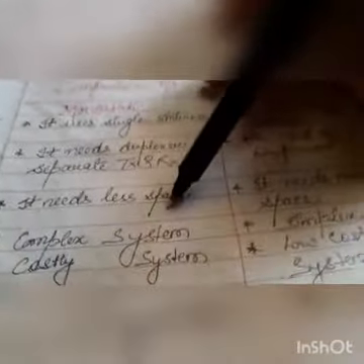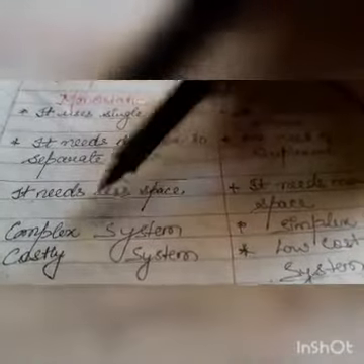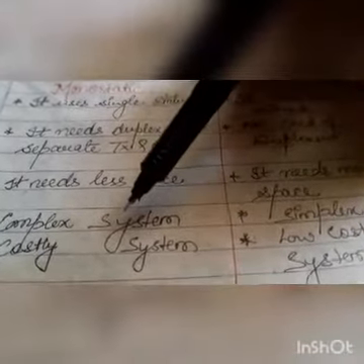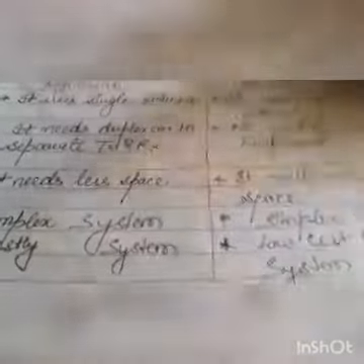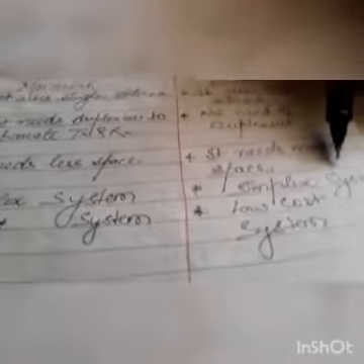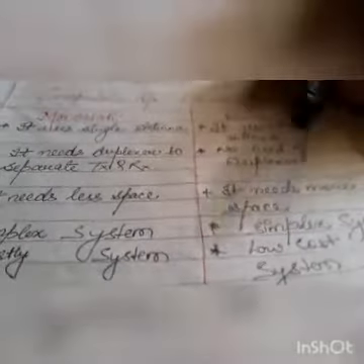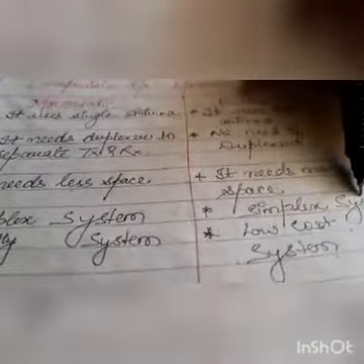Monostatic is a complex system because it uses a duplexer, so the complexity is increased, but it needs less space. Bistatic is a simple system, meaning the transmitter system is different and the receiver system is different. Monostatic is costly, and bistatic is a low cost system.